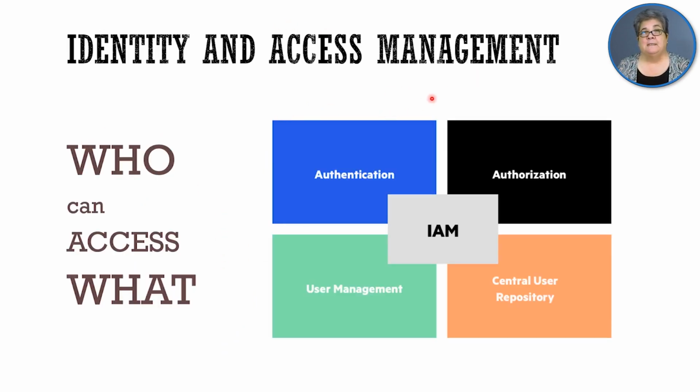Identity and access management is the who can access what. You hear about IAM. It has these 4 basic parts: authentication, authorization, user management, and managing the users in a central repository, such as a directory service like Active Directory.